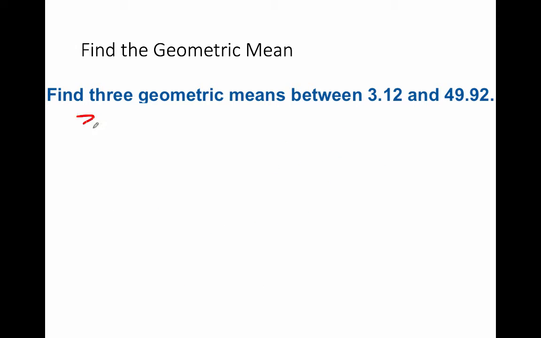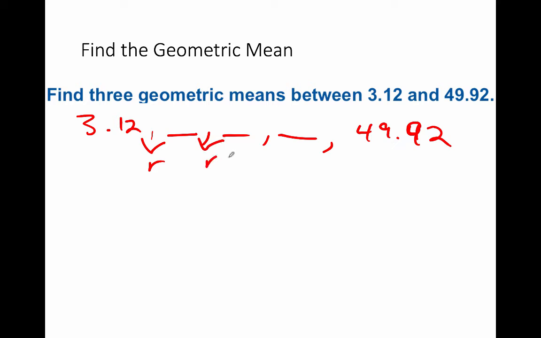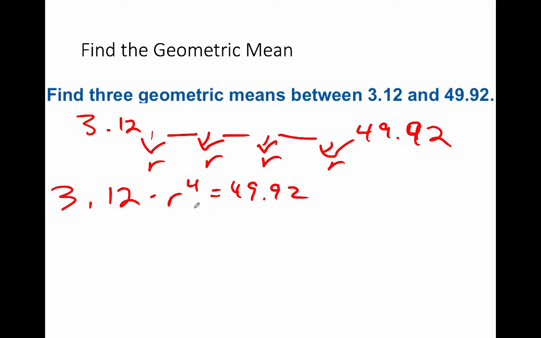Geometric is going to be a little different. 3.12, 1, again, we're doing 3. I'm not sure why all these examples are 3, but it doesn't have to be 3. Okay, so now we're doing r. Again, 2 ways to do it. Times r, times r, times r, times r. 3.12 times r to the 4th equals 49.92.